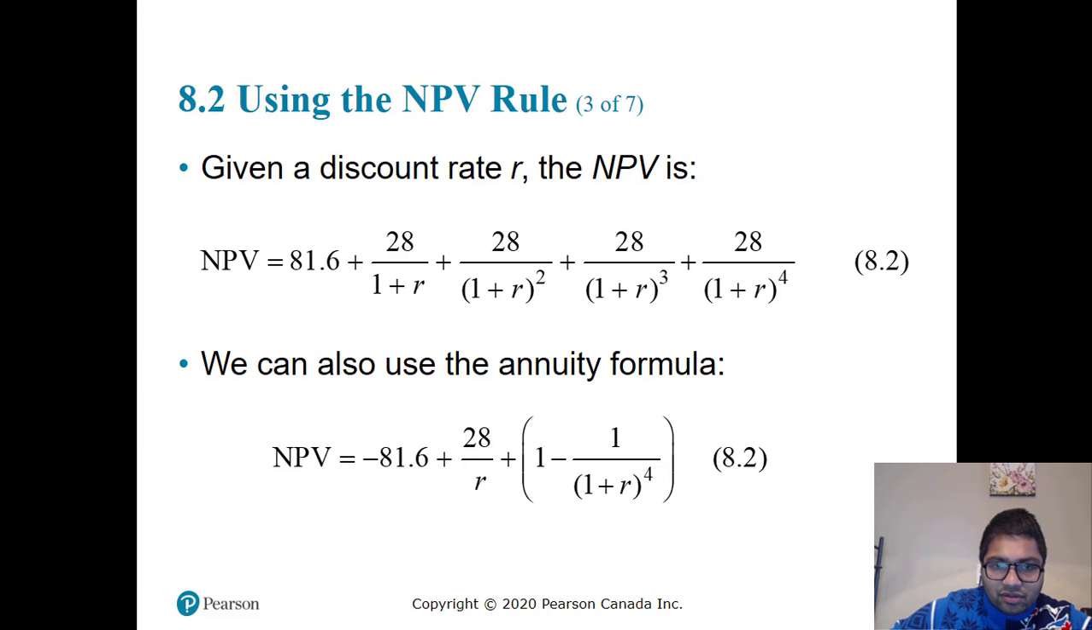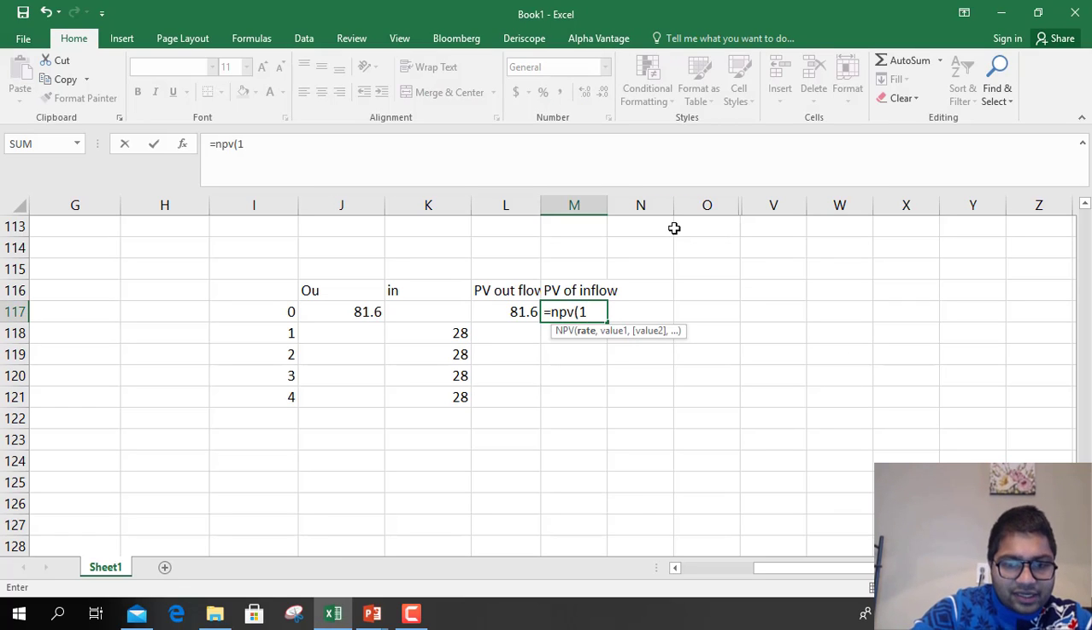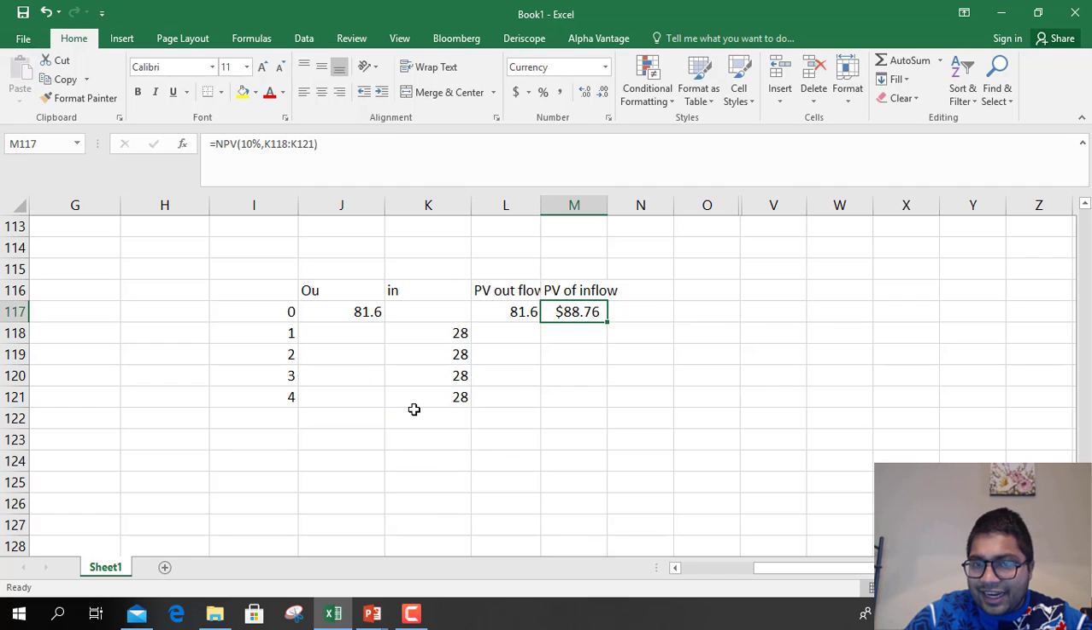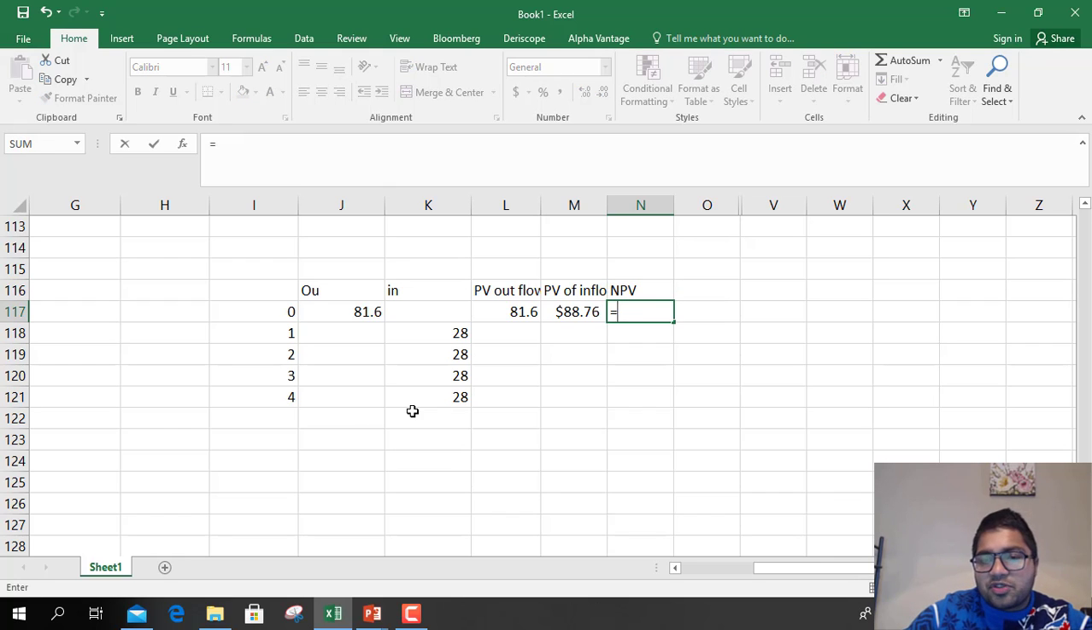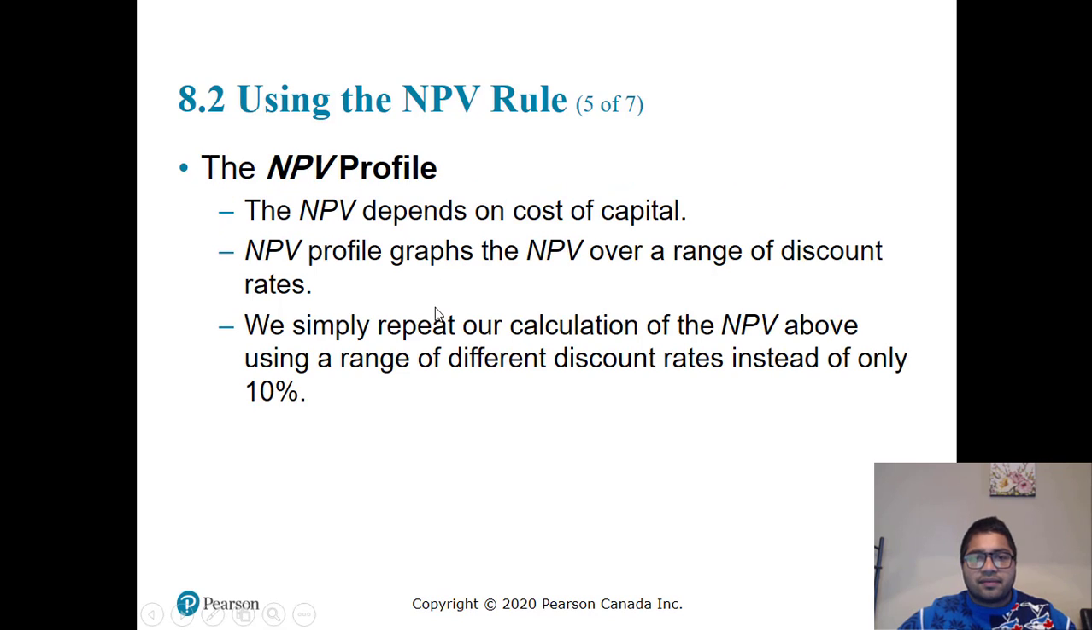We need an interest rate. The interest rate given is 10%. So with a 10% interest rate, just select these values. The present value of inflow is 88, and the present value of outflow is 86. Net present value is always the difference between the two, inflow minus outflow. So it is 7.16, around 7.2 million. If the company's cost of capital is 10%, the NPV is 7.2 million. They should undertake the investment.